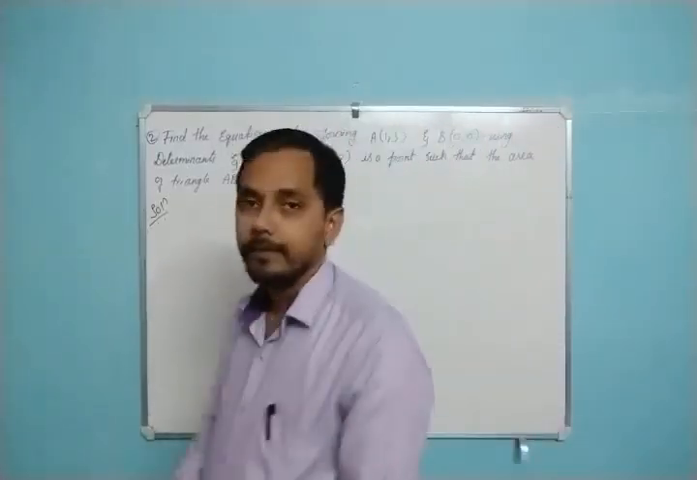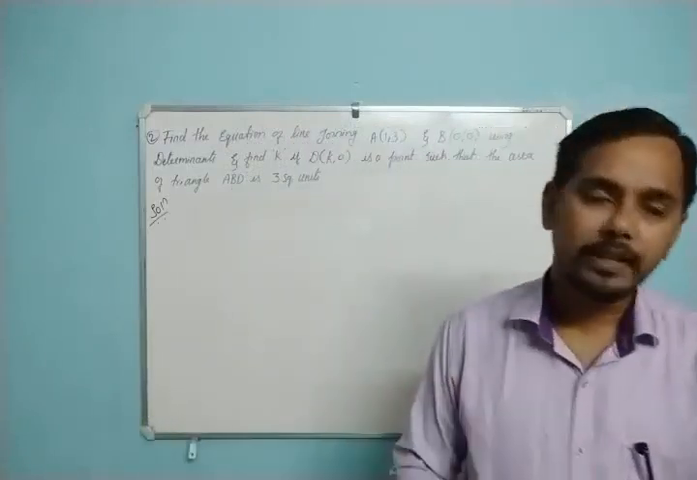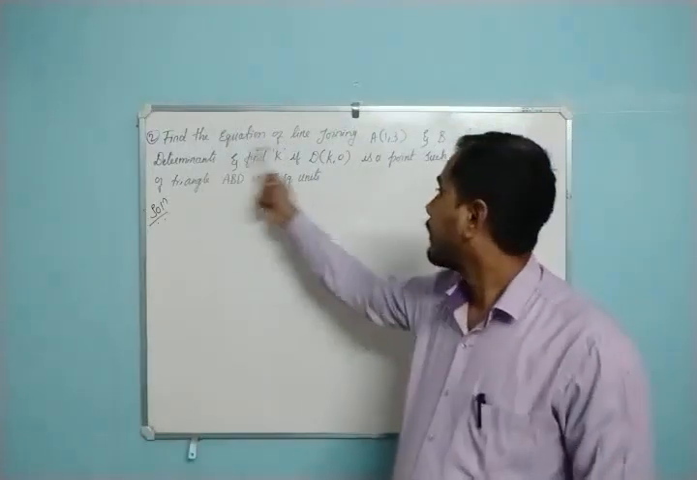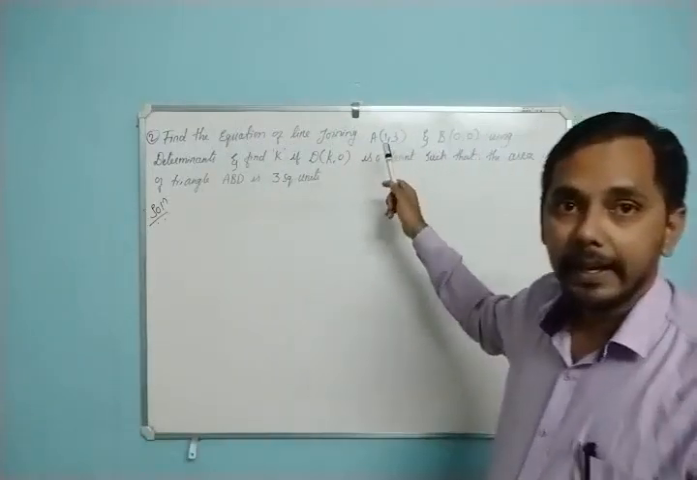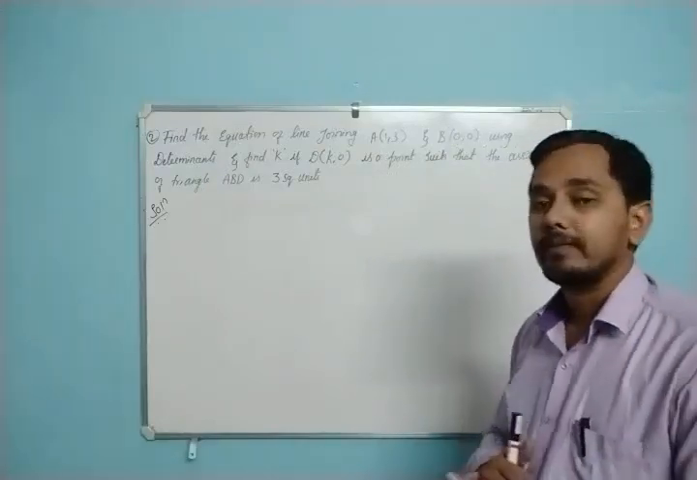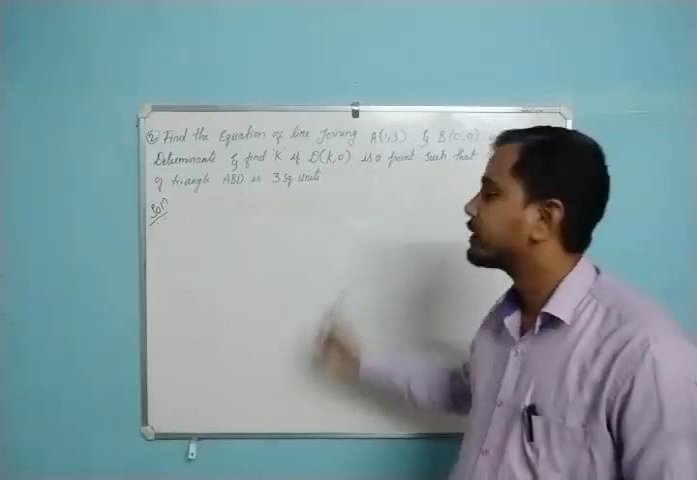So friends, I hope you have understood that previous problem. Let's start with the next one. So what is given over here? Find the equation of the line joining A (1, 3) and B (0, 0) using determinant. This is the first part. First we'll deal with that and then move on to the second one.